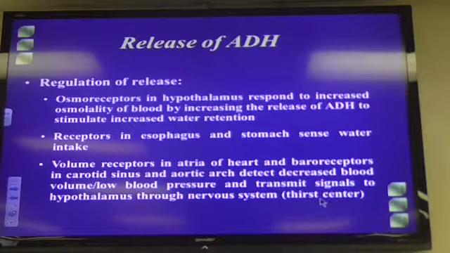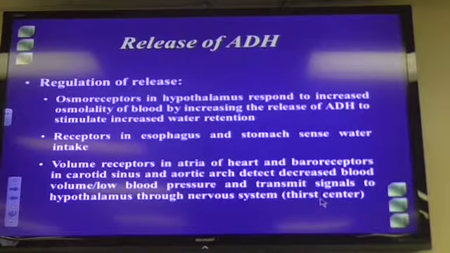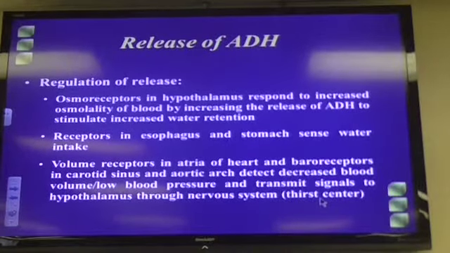Now, as far as regulation of release of ADH, again, the osmoreceptors in the hypothalamus respond to increased osmolarity of the blood. So what would the increase in osmolarity of the blood tell you about blood levels? If it's increased, that means it's very concentrated. So what do you need to put in there to reduce the osmolarity? Water. And so how are you going to get the water? Basically, prevent it from coming out of the kidney. Will it also stimulate the thirst center? Yes, so you take in more water like that.